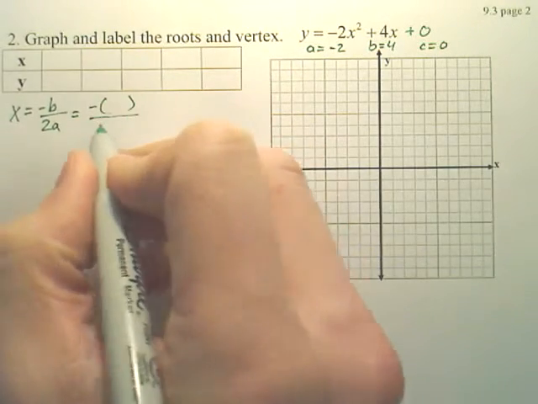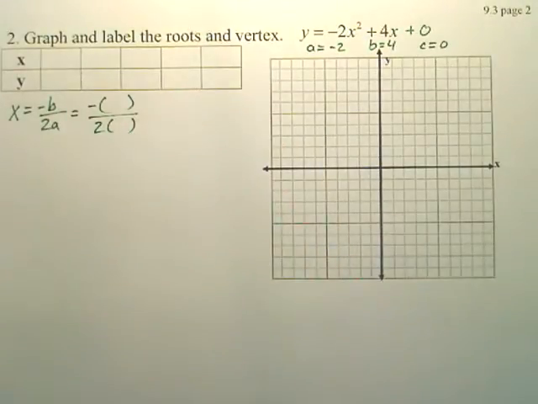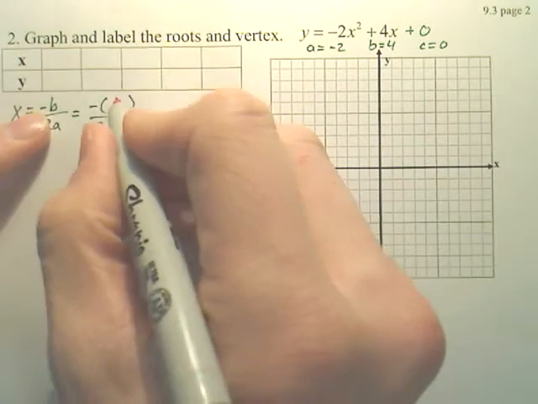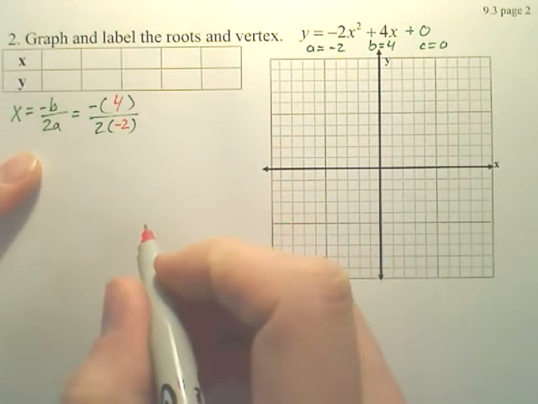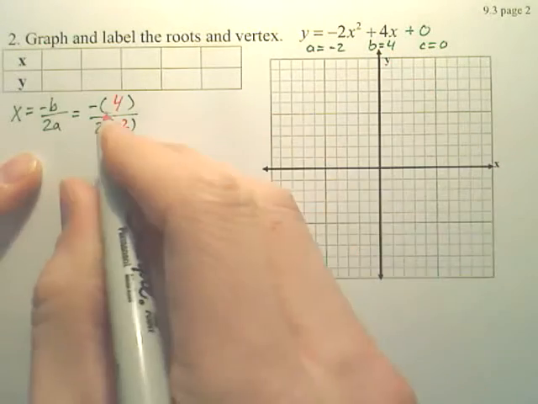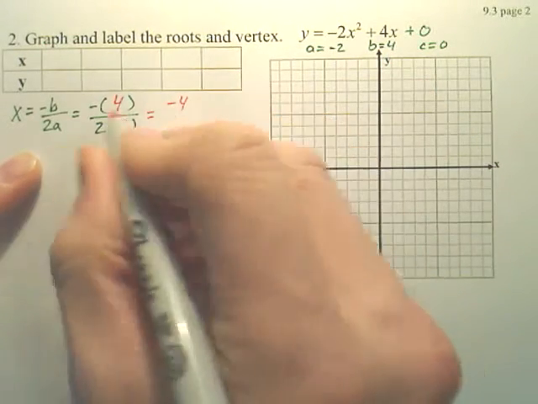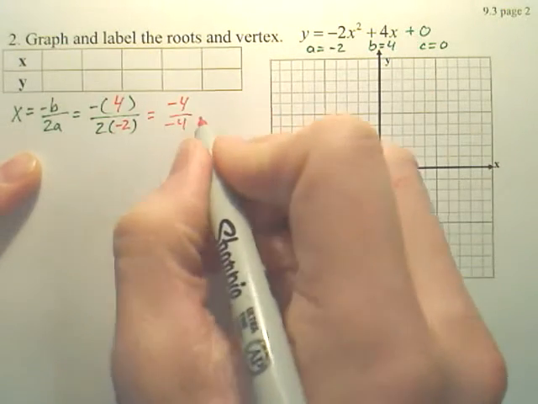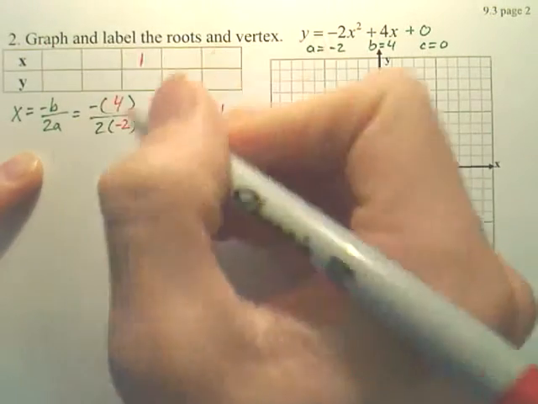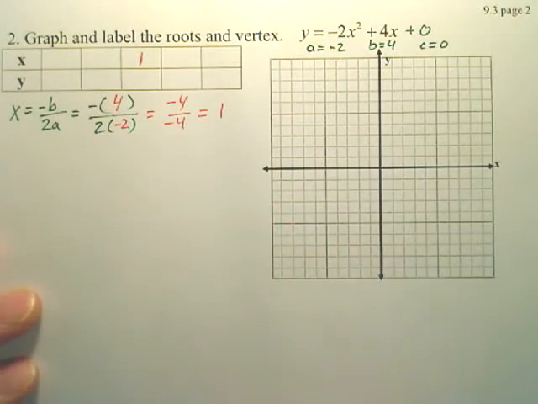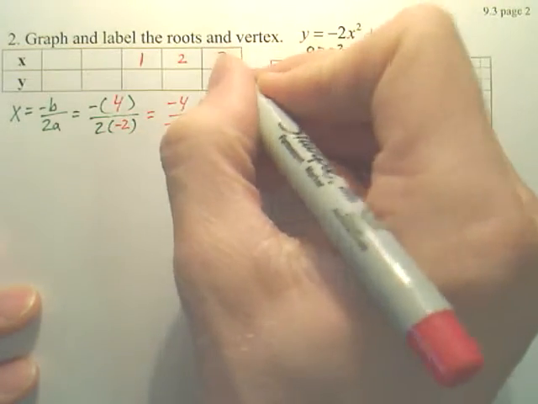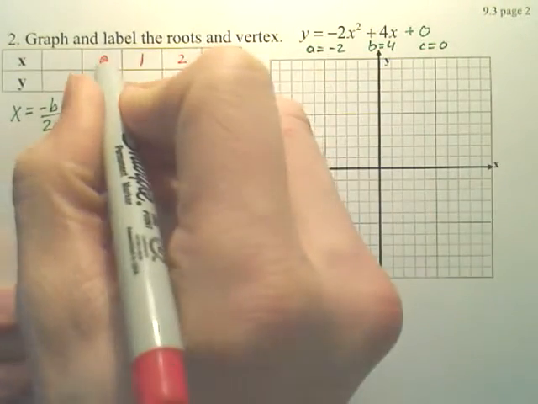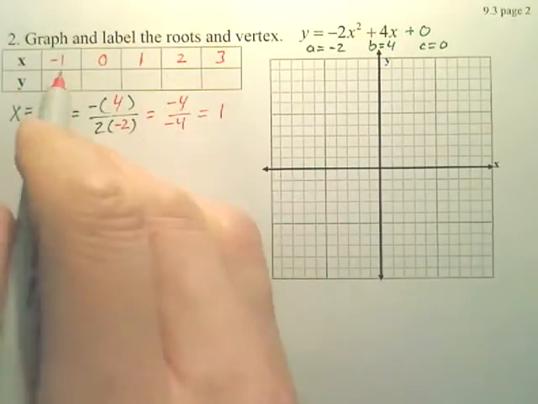So -b over 2a. And if we look at our equation here, b is 4, a is -2. So that would be -4 over -4, which is 1. So the middle of our graph is going to be 1, which means what's to the right of 1? That'd be 2. To the right of that's 3. To the left of this is 0, and to the left of that is -1. This is like a number line.